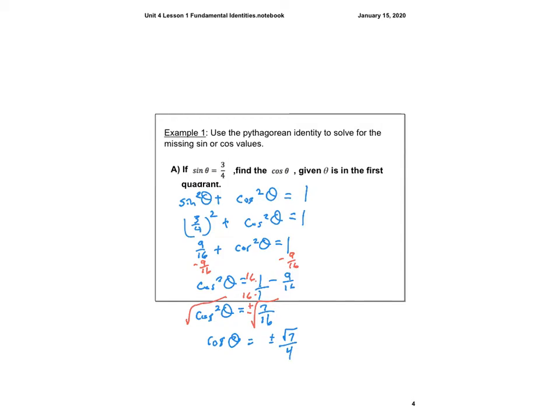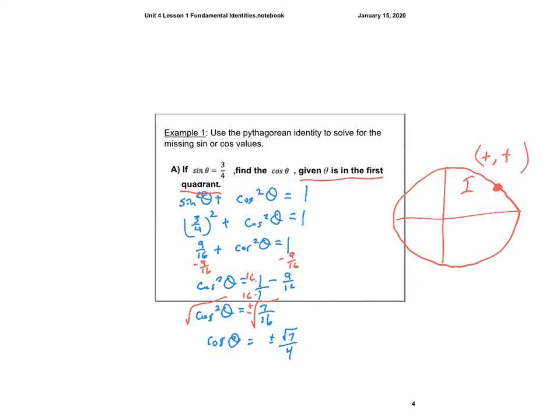But they gave us another indication. It says that theta is in the first quadrant. So if we're in the first quadrant, that's over here. In the first quadrant, every single ordered pair on our unit circle is always going to be a plus and a plus. So we know that the cosine there has to be a positive value. So we're going to say the cosine of theta has to be the positive square root of 7 over 4, not the negative.